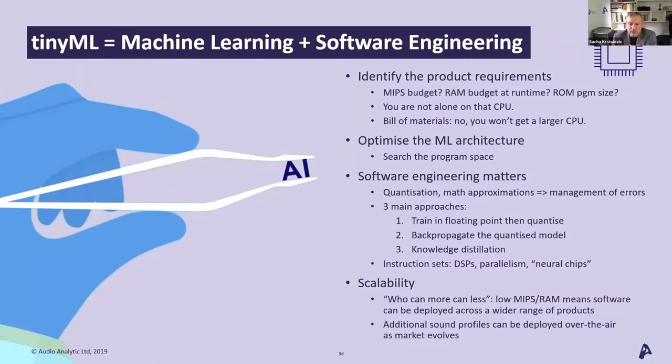So you have three main approaches to get to a tiny model. Either you train in floating point and then you quantize. But then that means that you have to measure that the approximations you use are not destroying the performance of your system. Or you can backpropagate directly the quantized model. So that has the advantage of including the management of errors into the training. Or you can use a technique called knowledge distillation, where you train a big model and then you train a smaller model to emulate the behavior, to copy the input-output scores of what your big model is doing.